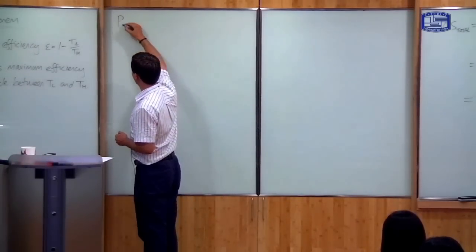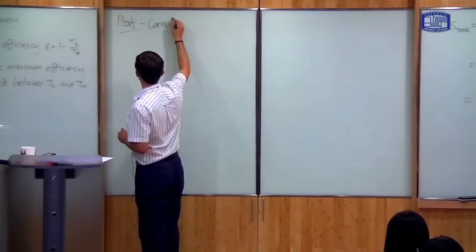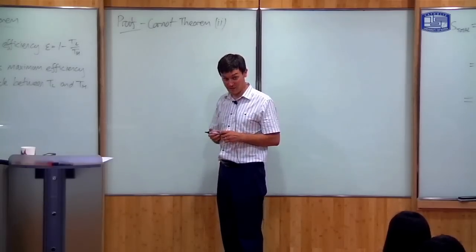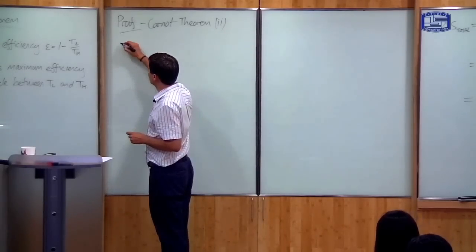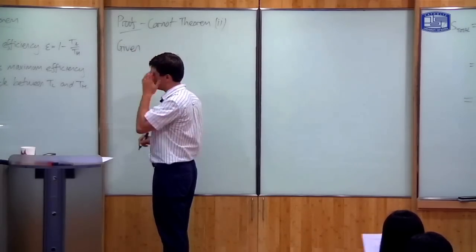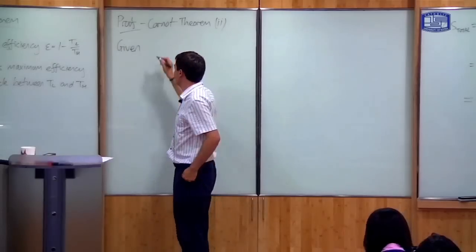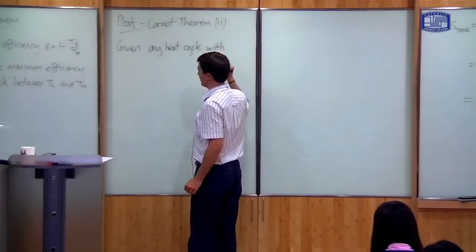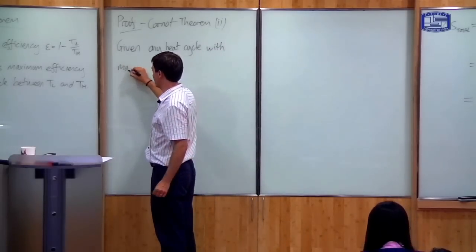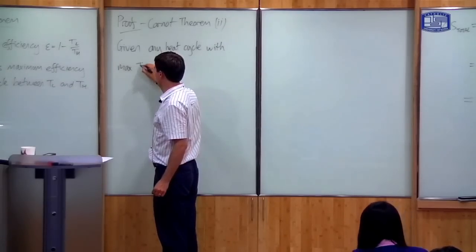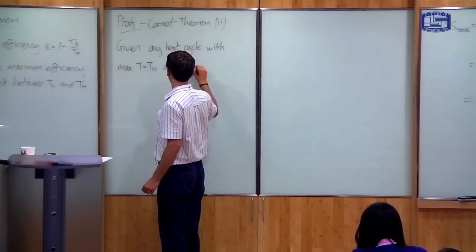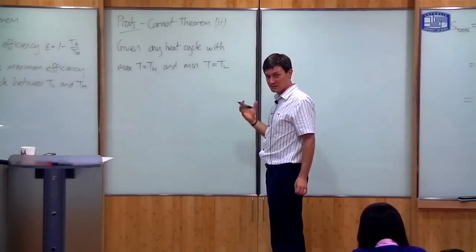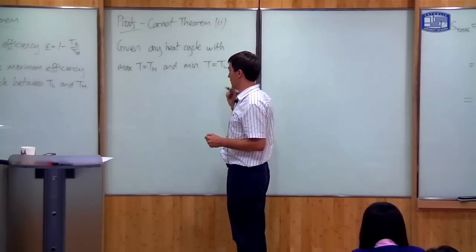Okay, so this is proof of the Carnot theorem, part 2. In other words, prove that the Carnot cycle has the maximum efficiency. Okay, so I need to prove it's the most efficient. So suppose you give me any heat cycle, anything you like. You're given any heat cycle with temperatures between TH and TL. So that means that the maximum T equals TH and the minimum T equals TL. In this case, we can always choose a Carnot cycle which encloses this heat cycle.